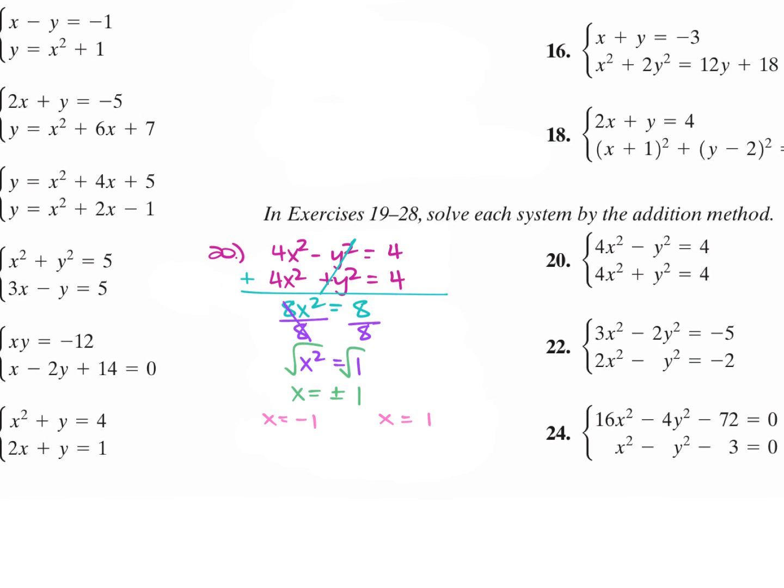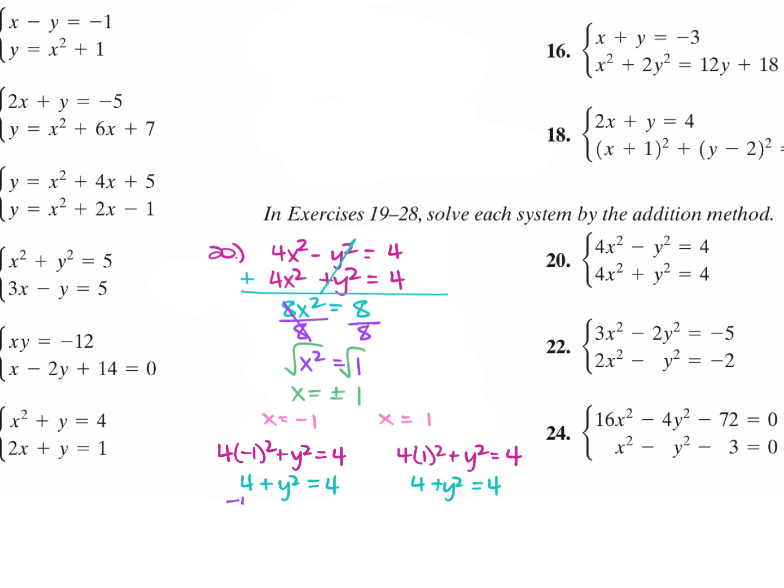If we use the bottom, we're going to do 4 times negative 1 squared plus y squared is equal to 4. 4 times 1 squared plus y squared is equal to 4. This is just 4 plus y squared is equal to 4, and 4 plus y squared is equal to 4. So it ends up being the same.